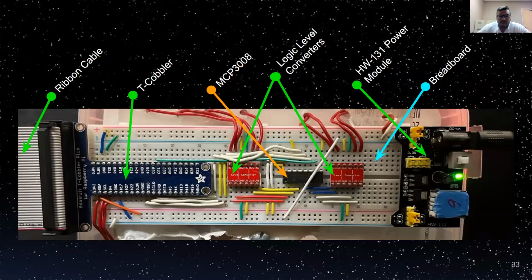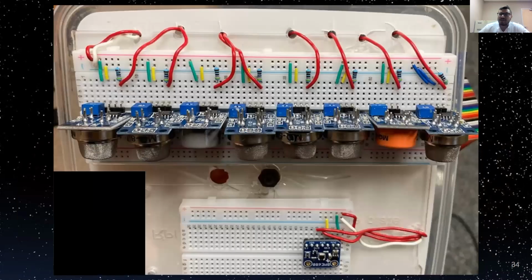This right here is the actual wiring, so you can see the ribbon cable. This is all very similar to what we just saw. Logic level converters, MCP3008, and our power supply. Here's our sensors. This is actually the bottom side of the lid of our gas cell. You can see the BME680 there on the bottom, again, slightly different. And then each one of our MOS MQ series sensors there on the top.